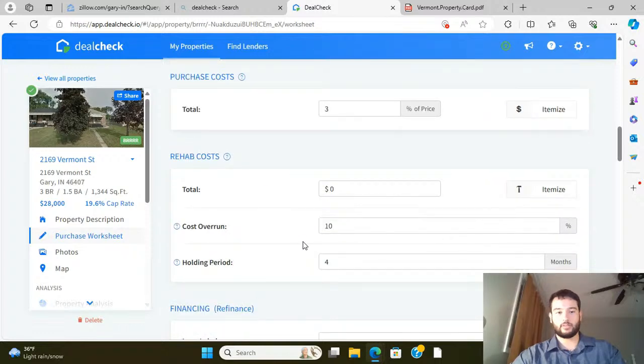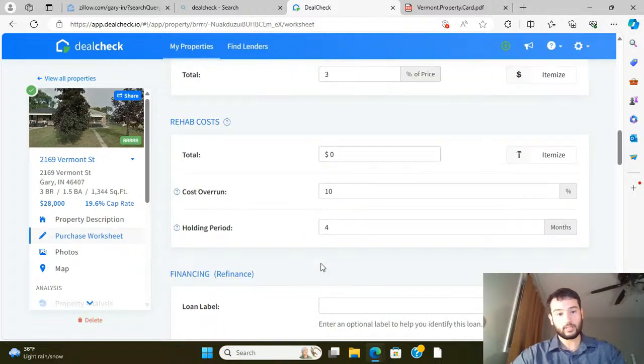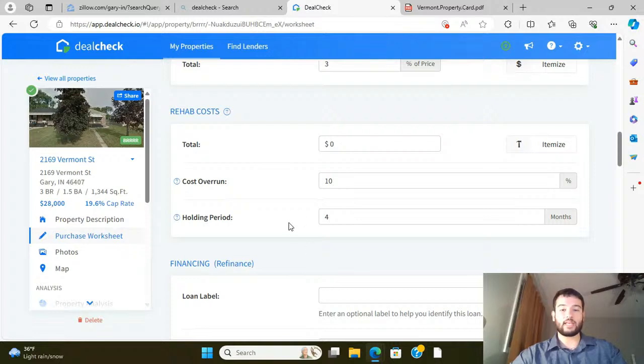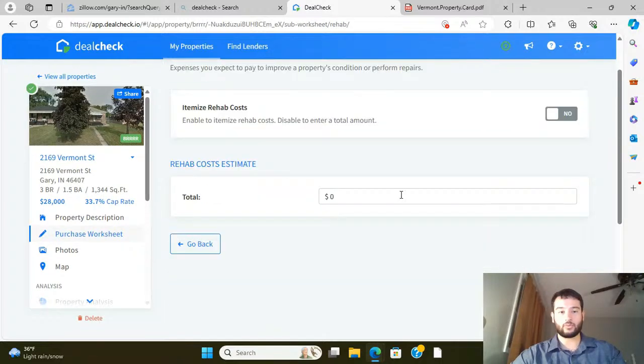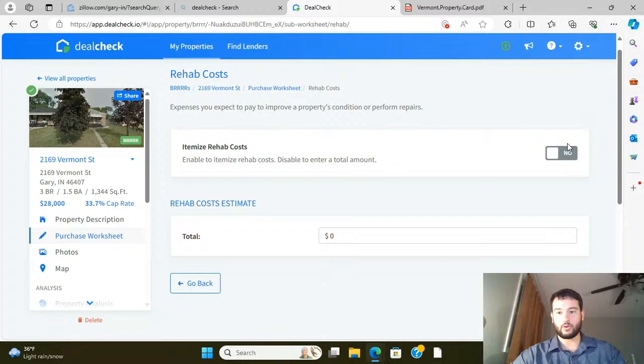Okay. Rehab costs, total rehab costs. One thing I would definitely notice is that there's a holding period. A lot of people forget to talk about the holding period. Total rehab costs. Okay, well, let's talk about total rehab cost. Open this up. What do we think?